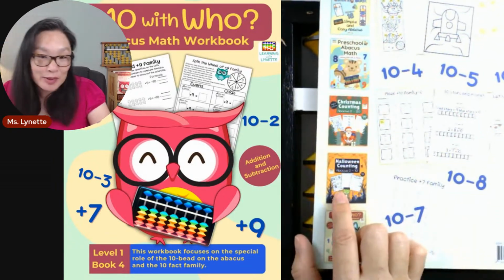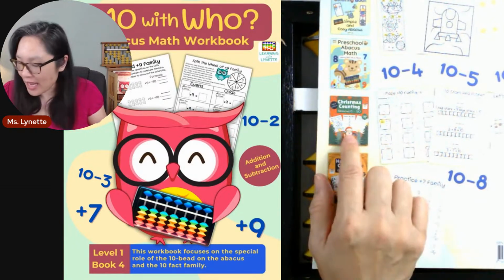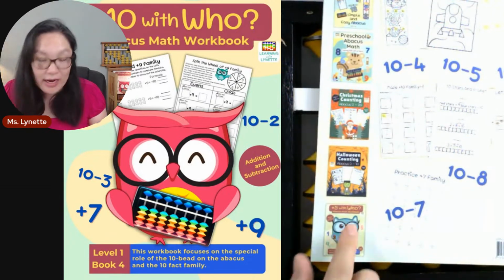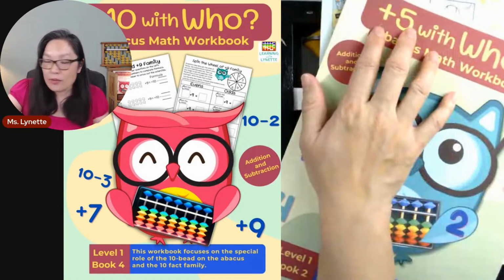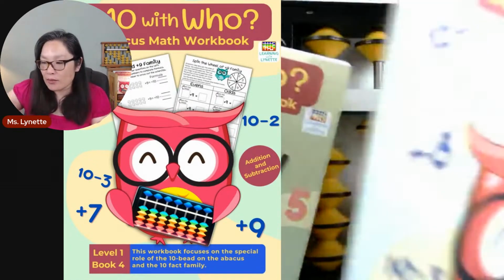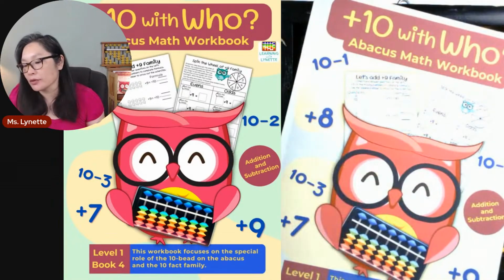And then I have a Halloween book that I created that goes from 0 to 10. But there's no adding in this one. There's adding in the Christmas book. And then there's the +5 with who, which we're adding and subtracting on that one too. And that's what this is. So adding +5 with who is talking about the 5 frame. This one, +10, is talking about the 10 frame. So that's the difference between the two.